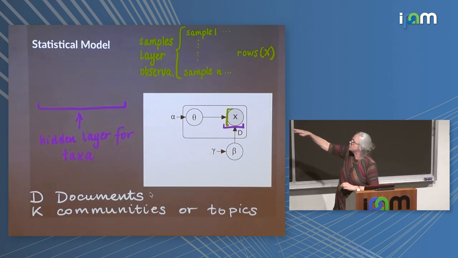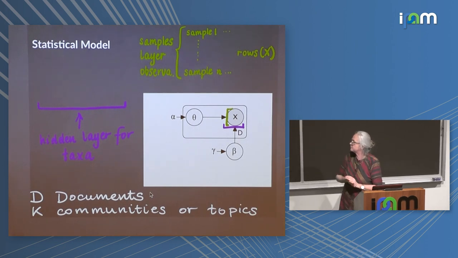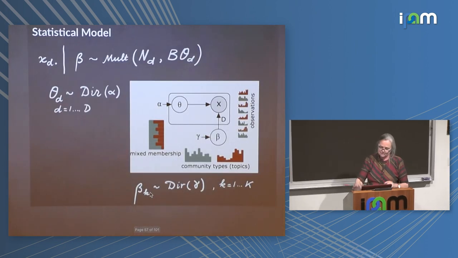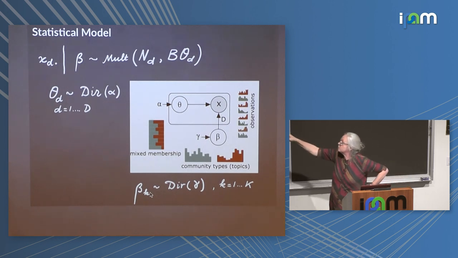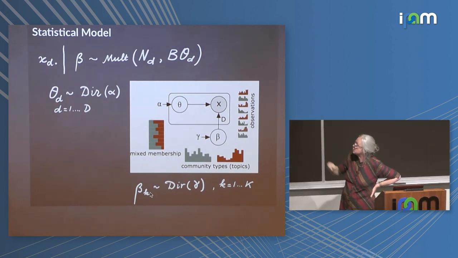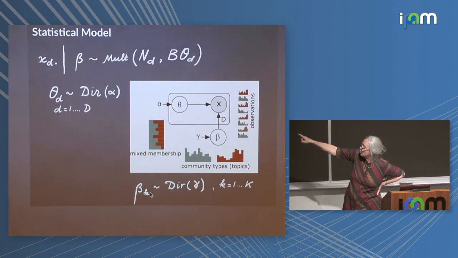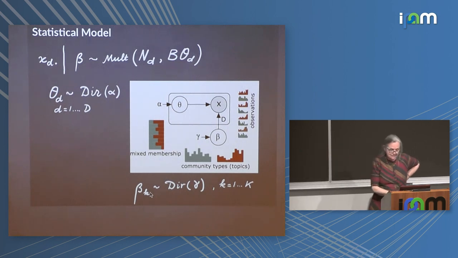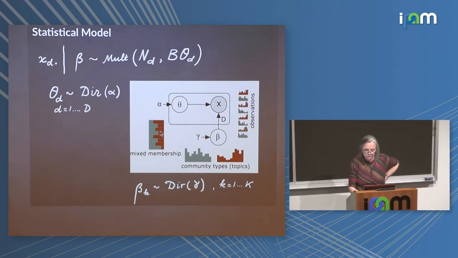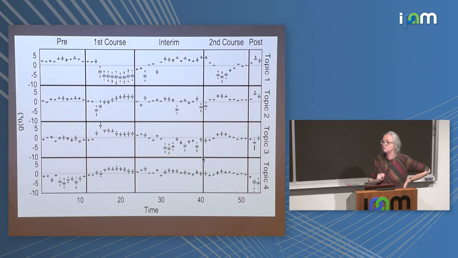So this is the model we use, that we have samples. And this is the statistical model. We have a multinomial, but with parameters which change all the time according to this Dirichlet. So what you get is that each of the samples has a mixed membership. In this case, I did two topics. And these two topics, or community state types, are mixed, and they have different distributions across the taxa. I'm sure this doesn't say anything to you. It's not helpful. Let me show you the data.